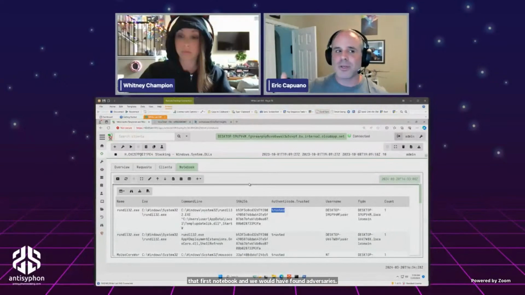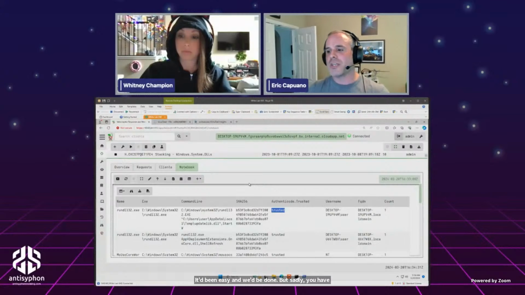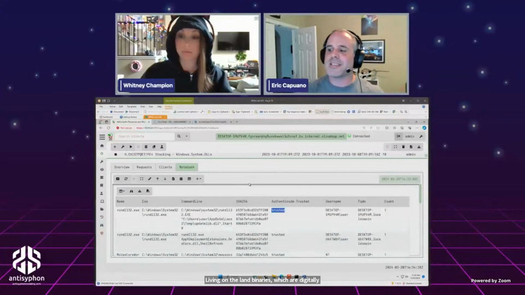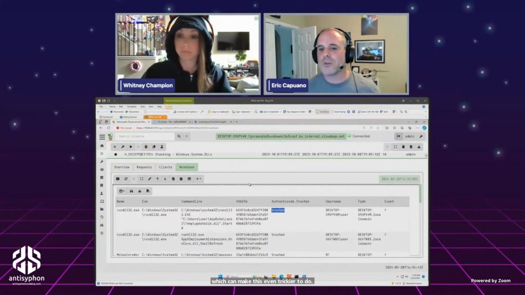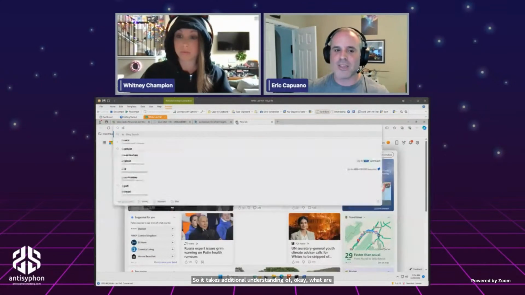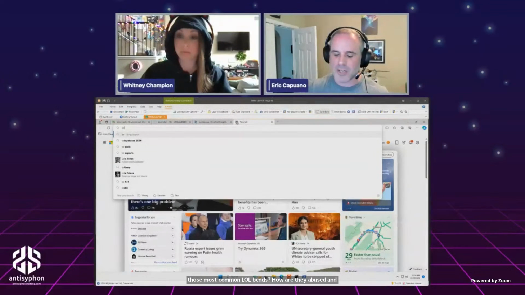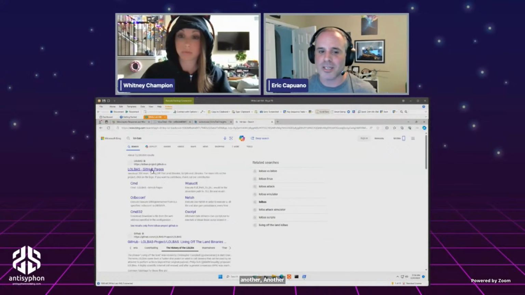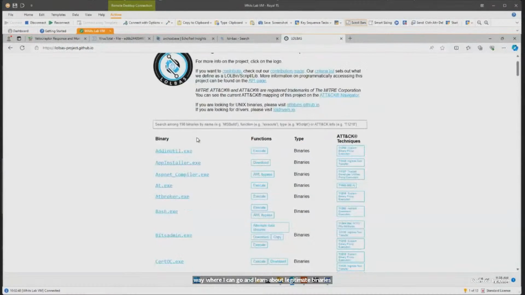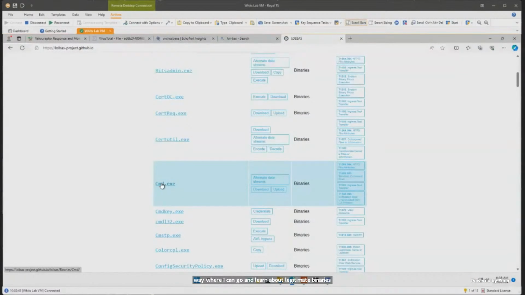But sadly, you have to account for the fact that adversaries will often abuse living-off-the-land binaries, which are digitally signed. And they're digitally signed by Microsoft in most cases, which can make this even trickier. So it takes additional understanding of, okay, what are those most common LOLBins? How are they abused? Another project I've got to plug is the LOLBAS project, because this is kind of like EchoTrail in a way, where I can learn about legitimate binaries and better understand how they can be abused by threat actors, right?